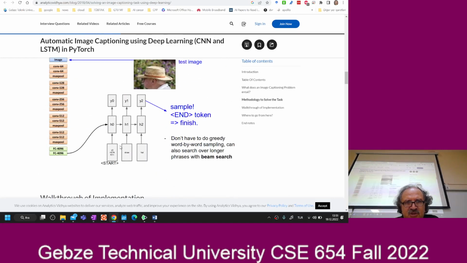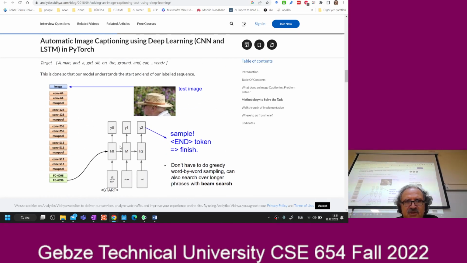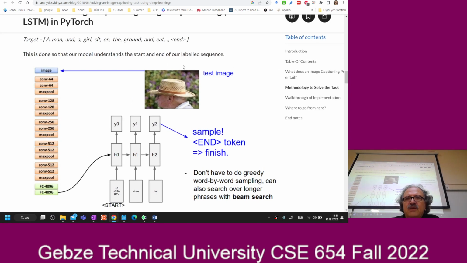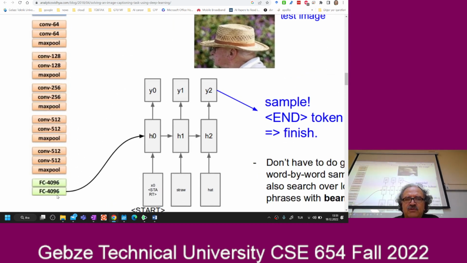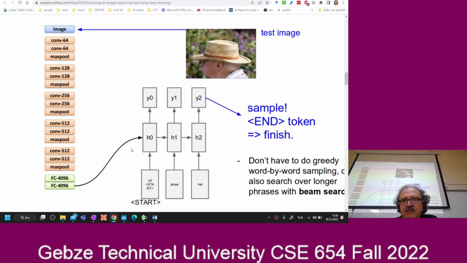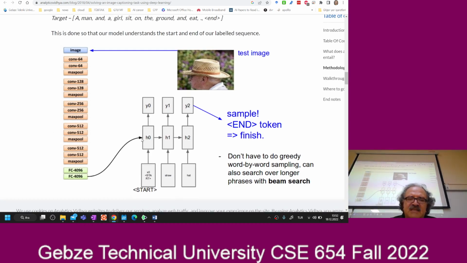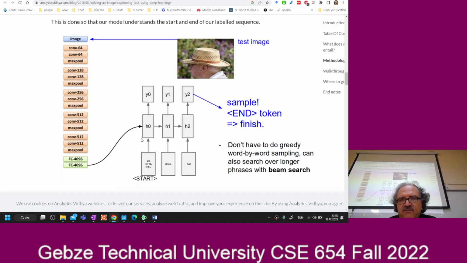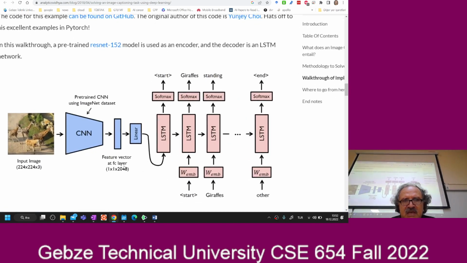So this is a classical picture. You get your image. You get a 4,000 dimensional vector for this image. I converted this image to a 4,000 dimensional vector, and I input this as my initial state. Then I ask this network to produce a caption for me, and it produces this caption. It says giraffe standing, and end of the sentence.